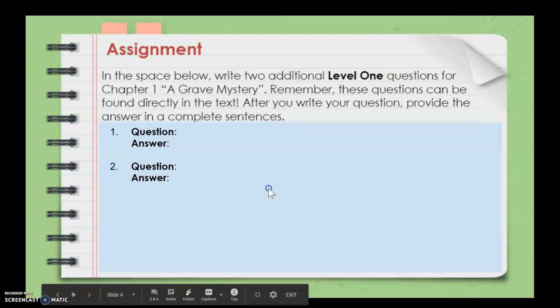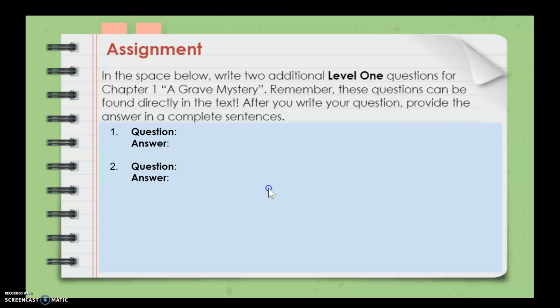So your assignment is, in this space below, I want you to come up with 2 level 1 questions for Chapter 1. So you had to read Chapter 1 to do this. Remember, these questions can be found directly in the text, so when I'm looking for my answer, the story tells me explicitly what that answer is. After you write your question, provide the answer in a complete sentence.